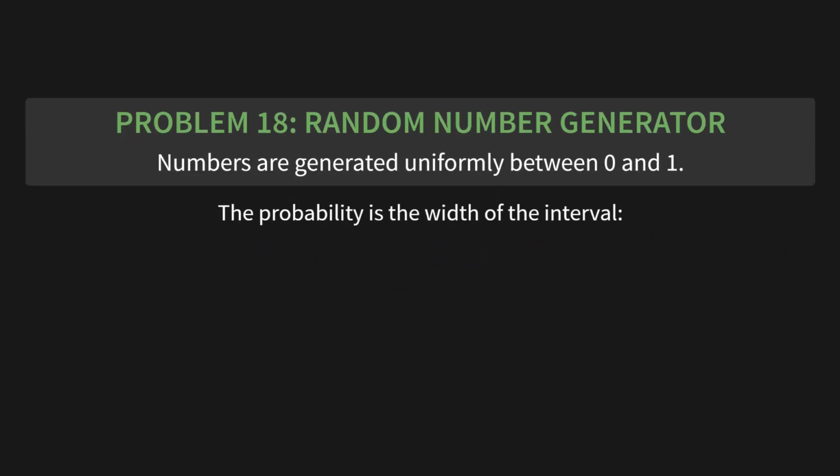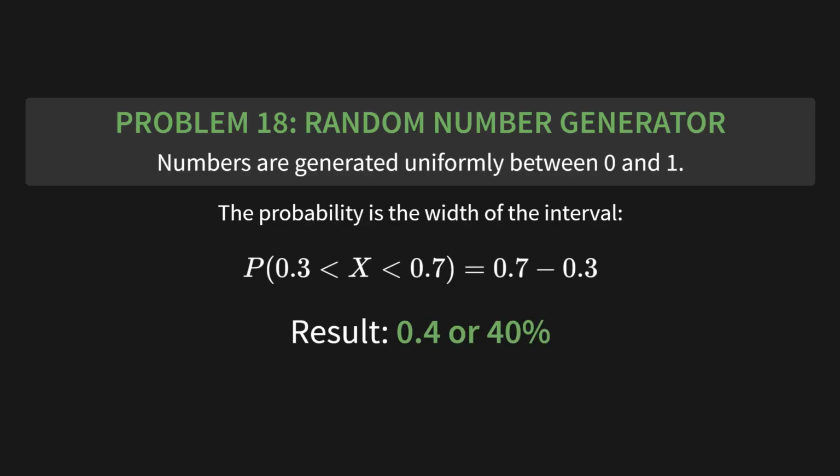Just like the formula said, the probability is simply the width of the interval. So P of x being between 0.3 and 0.7 is just 0.7 minus 0.3. The result is 0.4, or 40%.